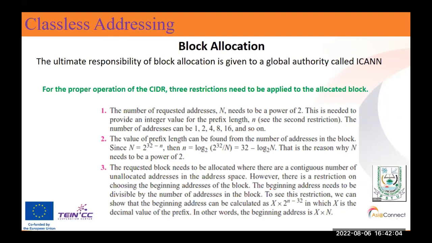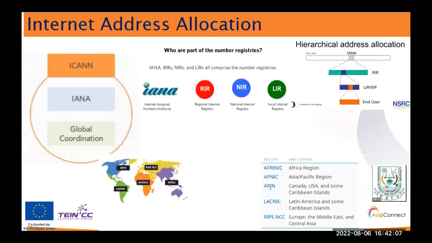Okay, so there are some institutions responsible for giving out IP addresses in the world. Basically, ICANN and IANA, then global coordination. IANA means Internet Assigned Numbers Authority, then RIR, Regional Internet Registry, then National Internet Registry, then Local Internet Registry. And hierarchical address allocation means IANA, then RIR, then LIR or ISP, then end user. We get IP addresses through this hierarchical address allocation.